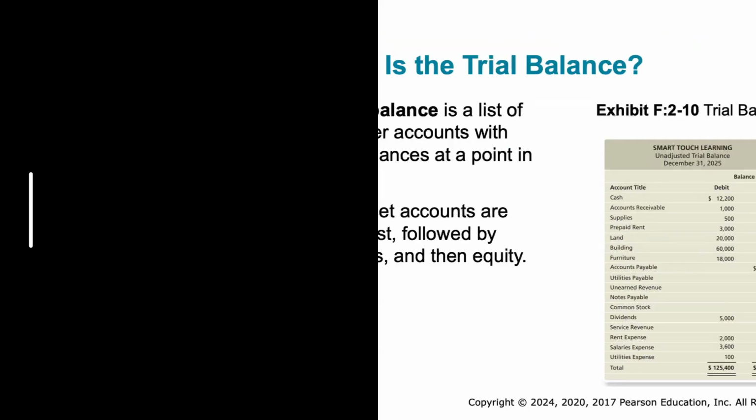The reason we want to do this is we want to make sure that our debit and our credit balances match up. If they do, we can say every entry had a debit, every entry had a credit, and the amounts evened out. This is the reason we prepare a trial balance.